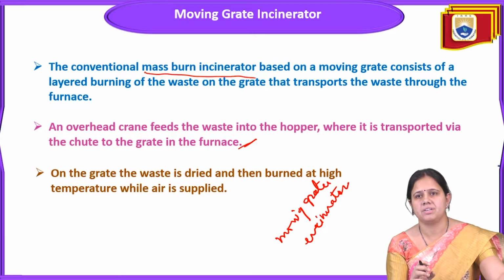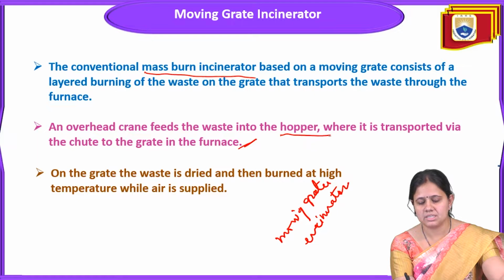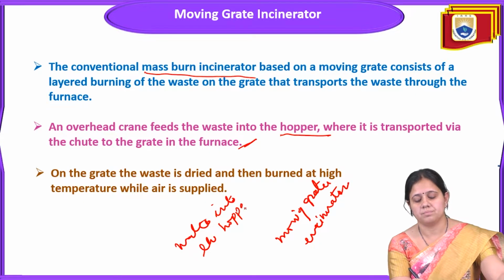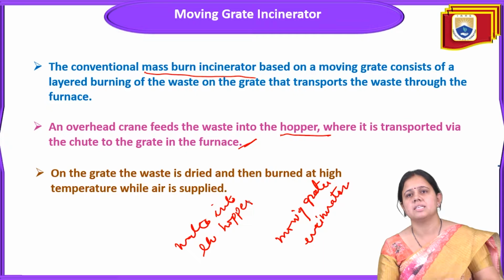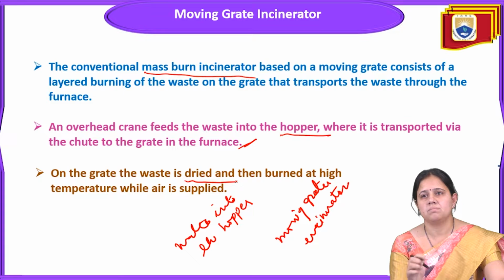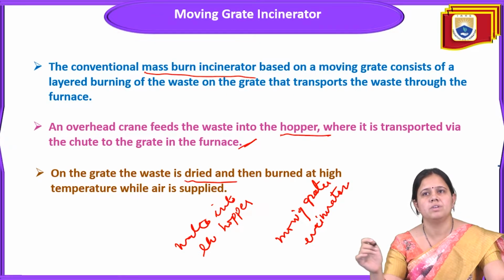The overhead crane feeds the waste into the hopper. Waste is already there in the hopper, and the crane feeds it, and it is transported via the chutes to the grate in the furnace. On the grate, the waste is dried and then burned at a high temperature while air is supplied. So this is the basic technique behind the moving grate incinerator.